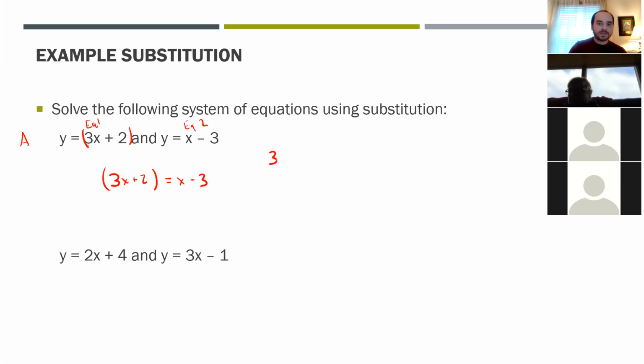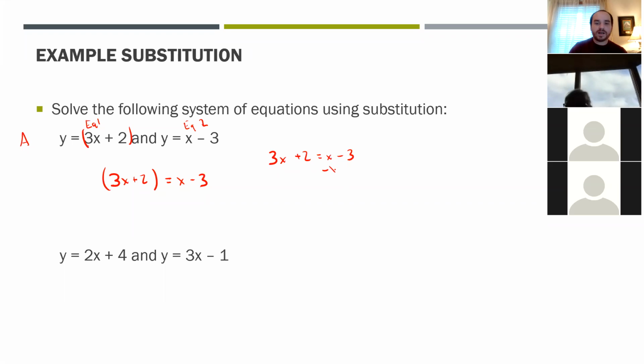So now we have this linear equation, 3x plus 2 equals x minus 3. And we just want to solve this for x. So this is a little bit of a throwback to stuff we were doing before the break. So if you're a little rusty on this part, that's okay. We're going to get lots of practice on it. But we want to solve this for x.